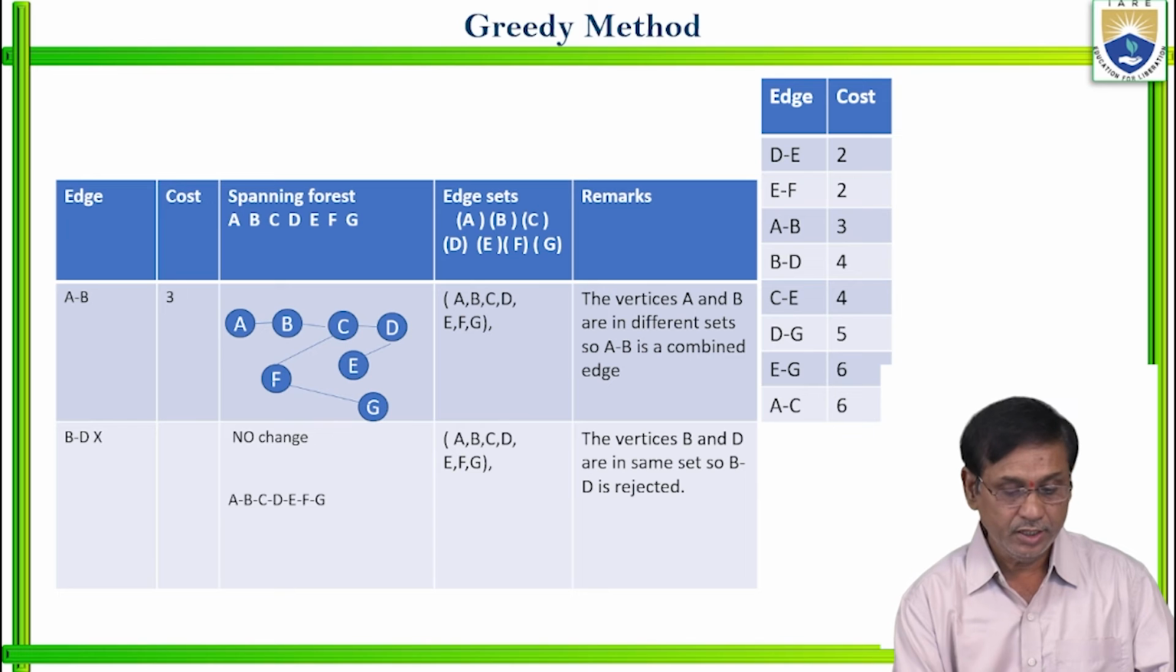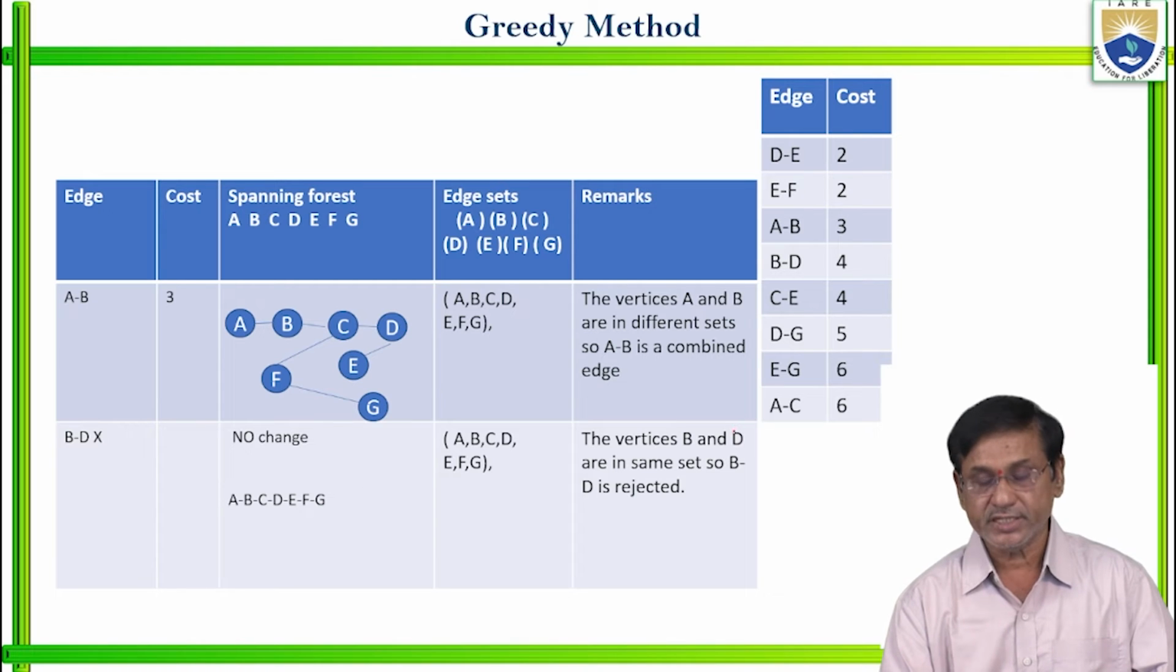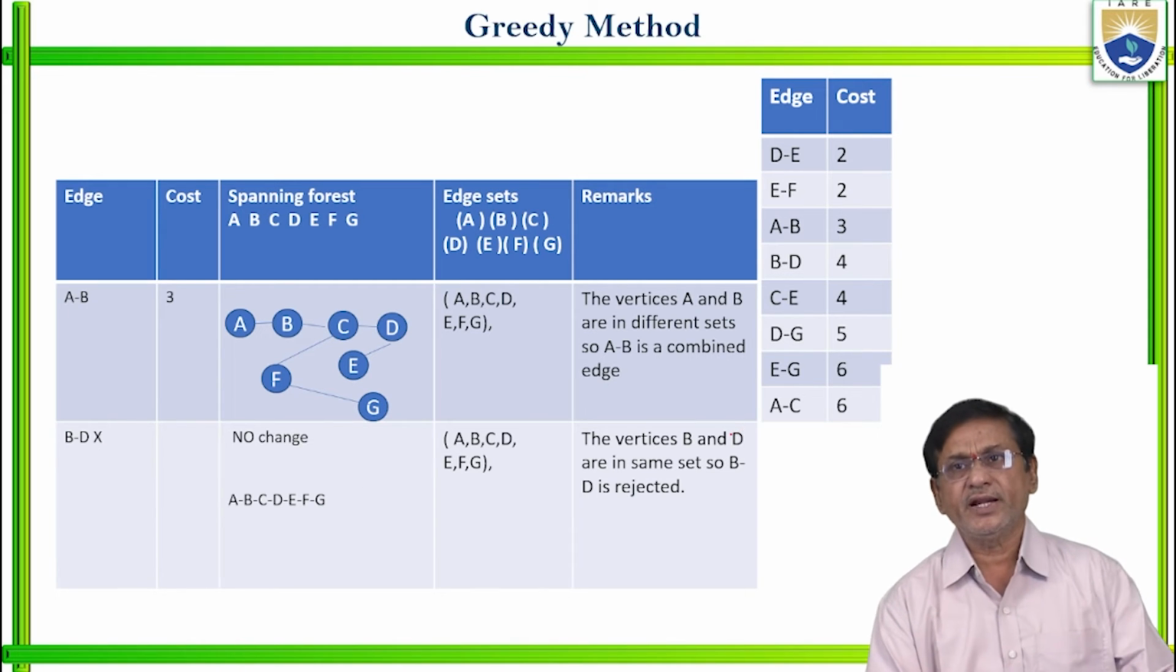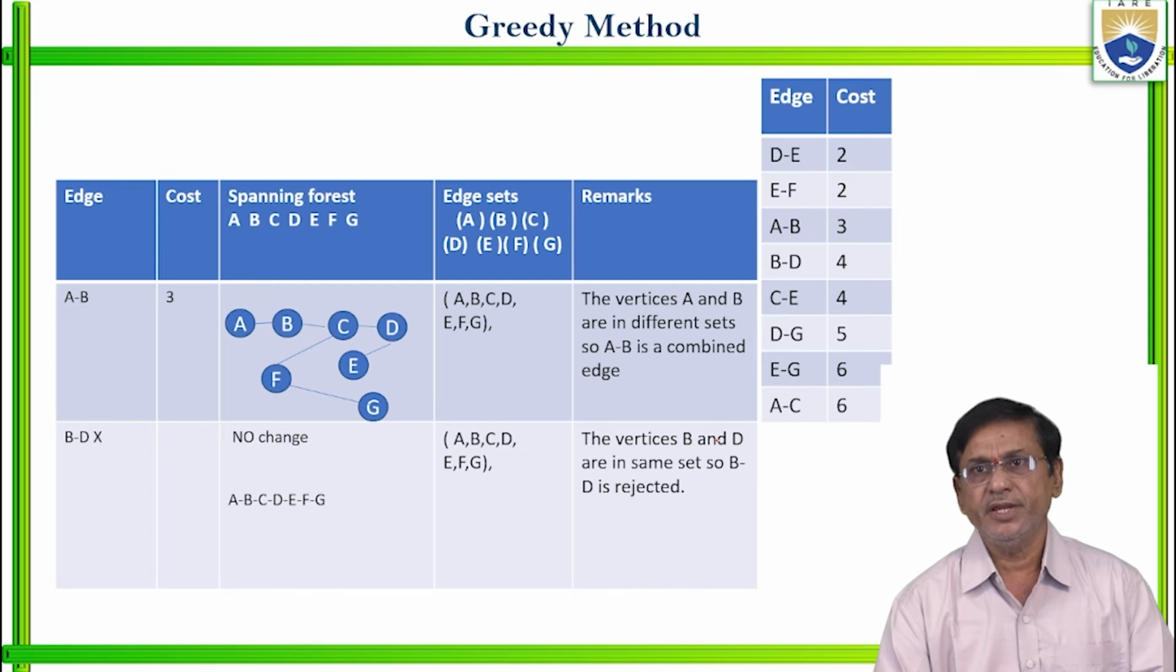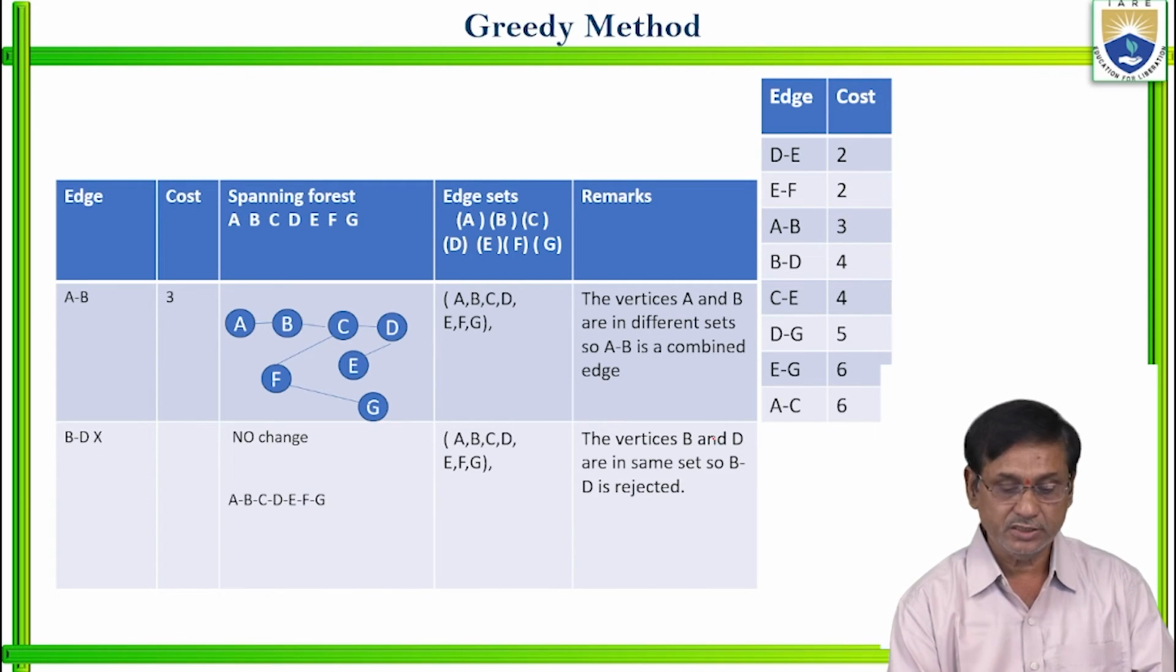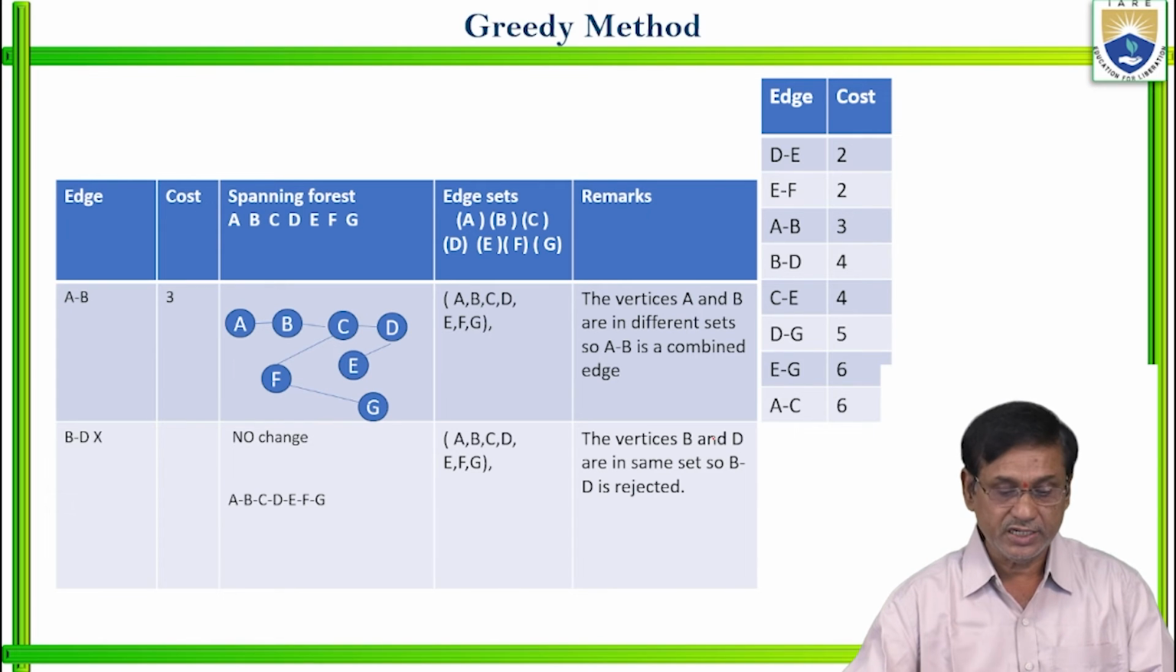Next, BD. There is no change in the diagram, because all are connected. The vertices B and D are in the same set. So BD is rejected, because a loop should not form while selecting an edge.